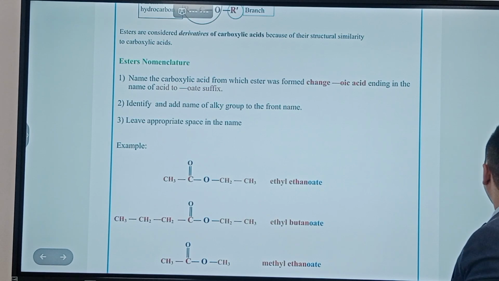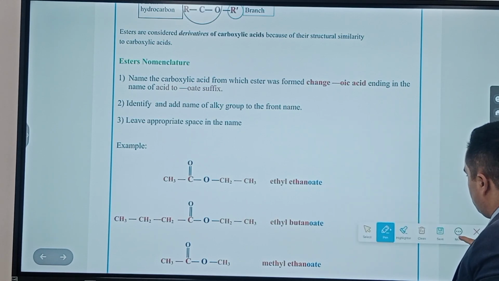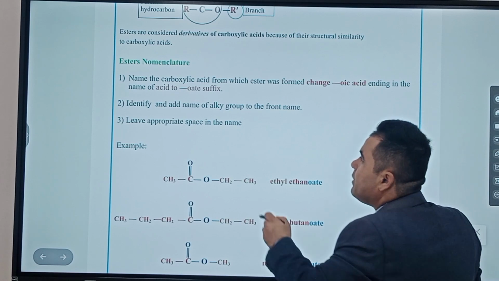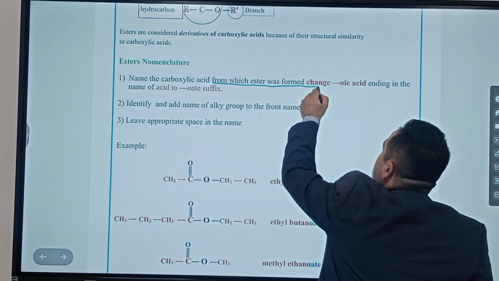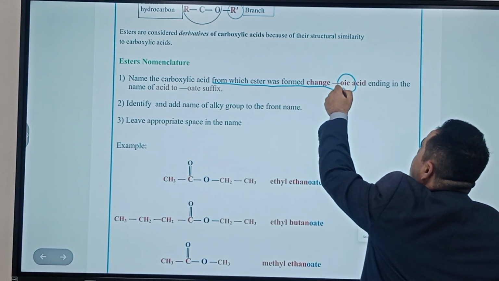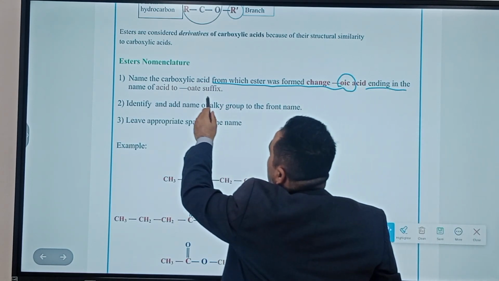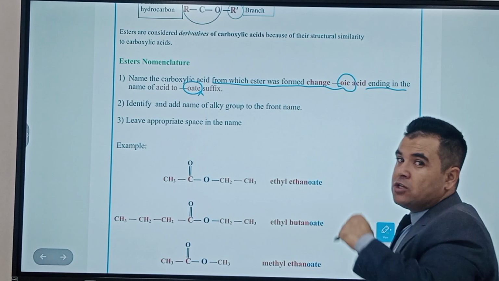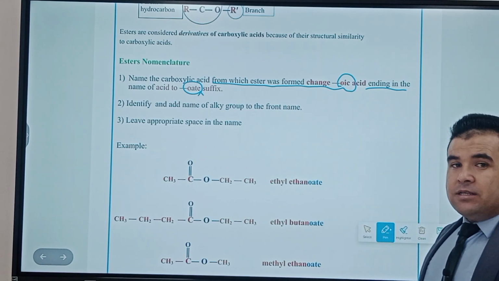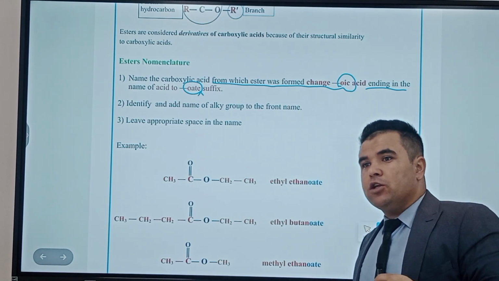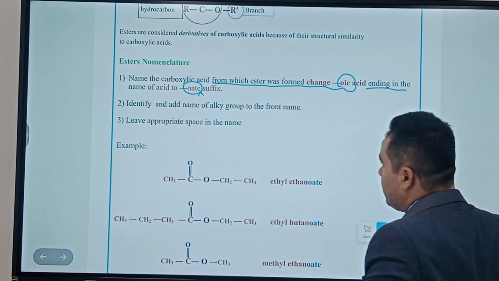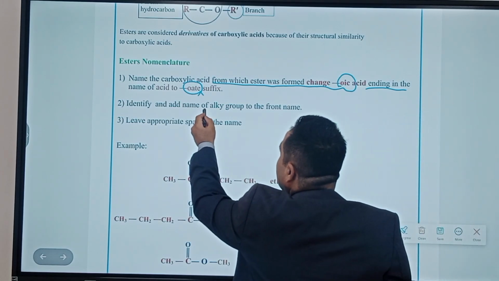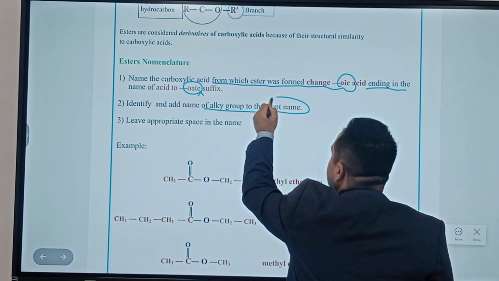Let us talk about the naming of the ester. We have to know how to name the ester. Name the carboxylic acid from which the ester was formed. Change the oic ending to oate. So in an ester, the name of the parent, instead of taking oic, becomes oate. Identify and add the name of the alkyl group to the front of the name.